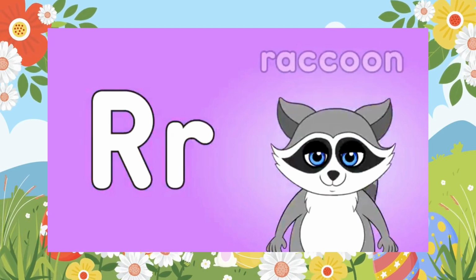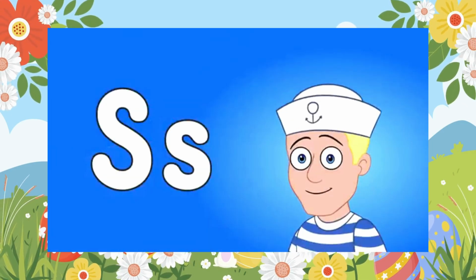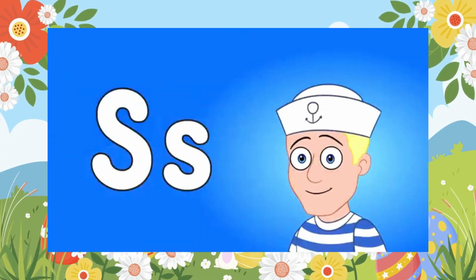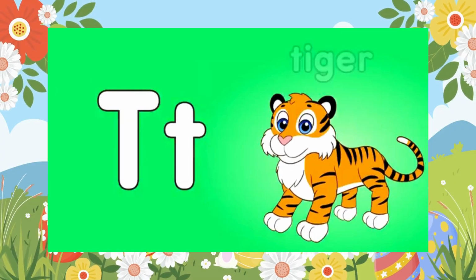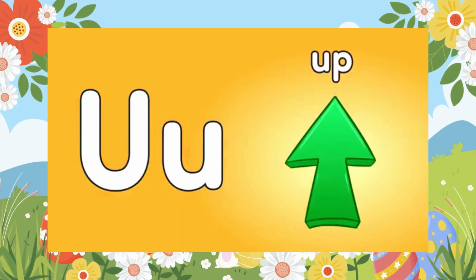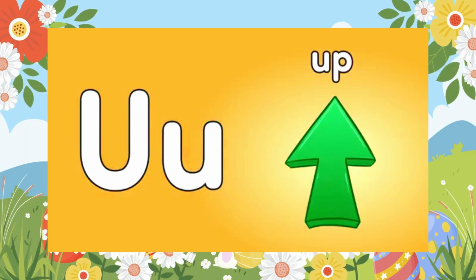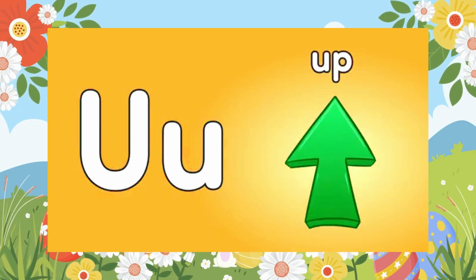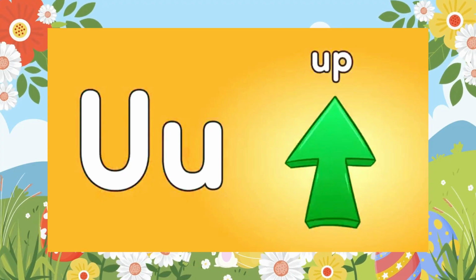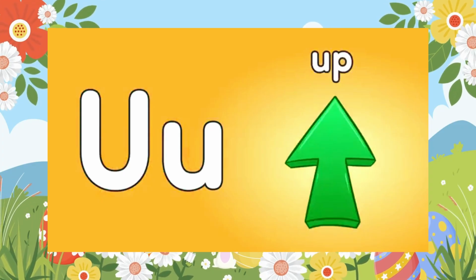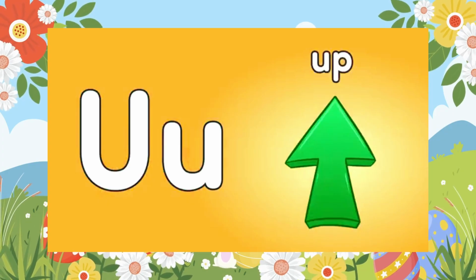Q is for quilt. Q is for queen. R is for rocket. R is for raccoon. S is for sailor.